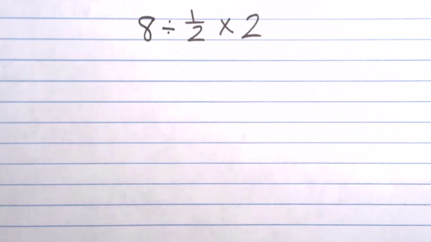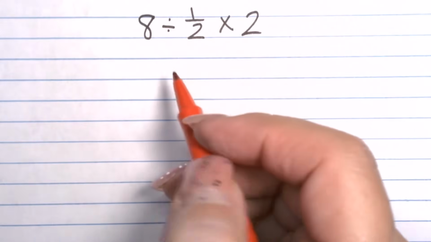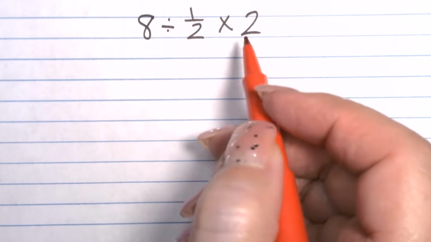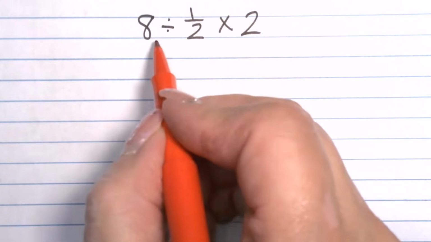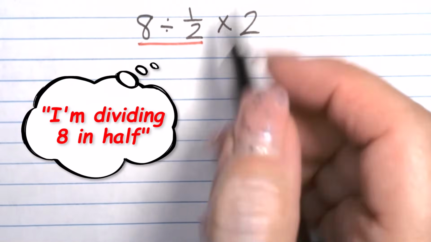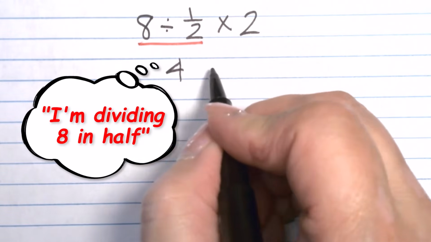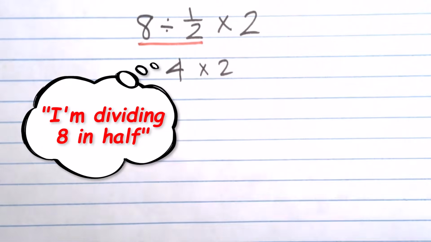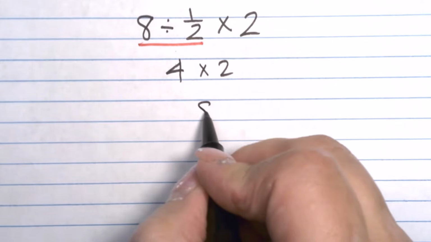Hi there. This looks like a simple problem, but people make mistakes with it. First thing, if you're following order of operations, you know you're going to do this division before you do that multiplication. So you start with this. Then people say to themselves, I'm dividing 8 in half, and they'll put a 4 and go 4 times 2, and then they would get an 8.